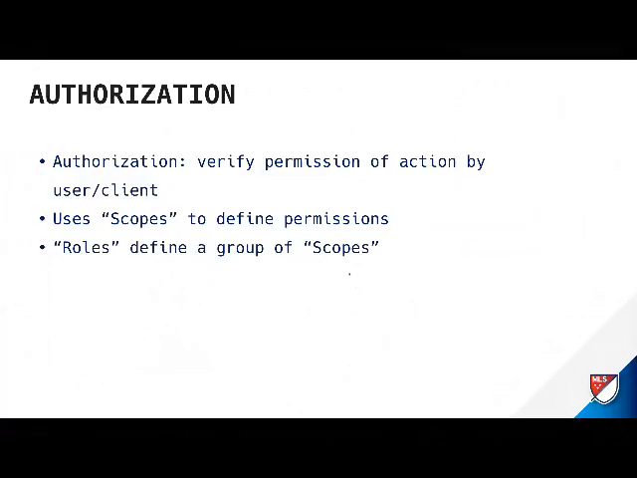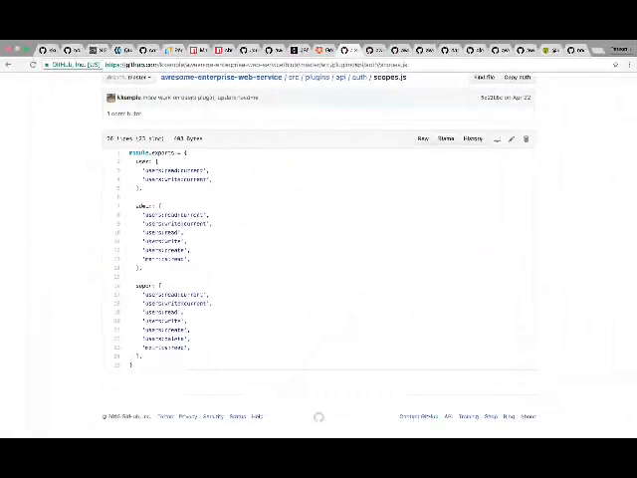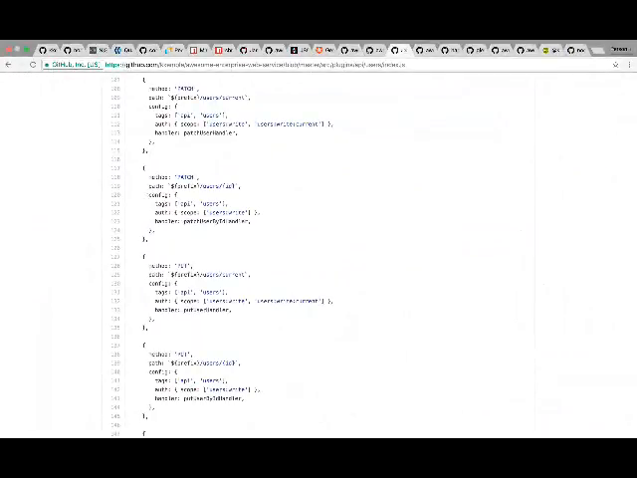So this is how we're able to make that connection between roles and scopes, right? A user has a role and is assigned scopes, and scopes are set on endpoints for our fine-grained control. A scope is essentially the lock, and if you have the proper key for that lock, then you are allowed entry.